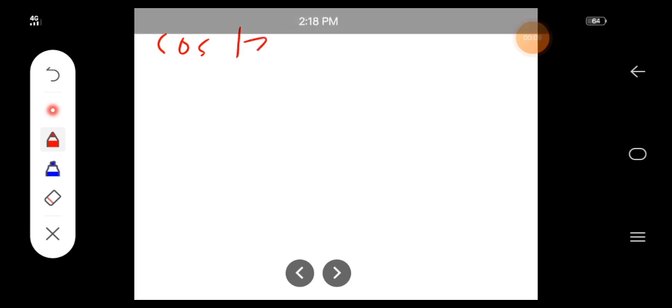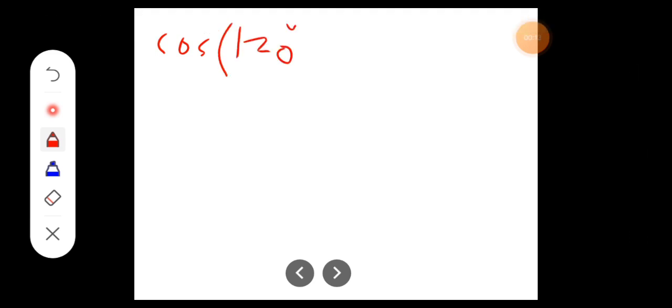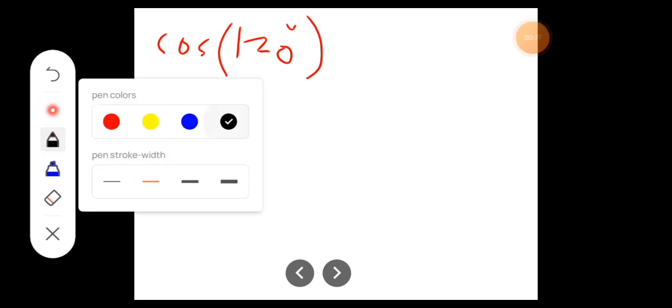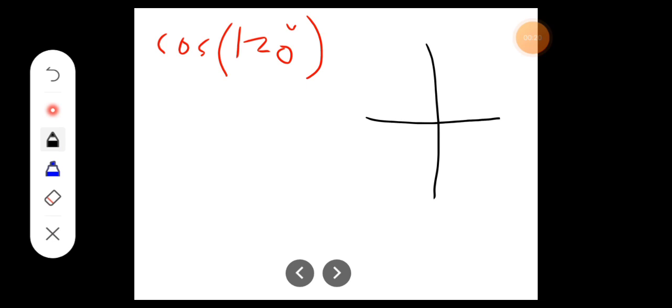For example, let's evaluate cosine 120 degrees. First, let's plot. Then 120 is located in quadrant 2. That is 120, and we know the negative x-axis is 180. So the difference between those two will give us a reference angle of 60.